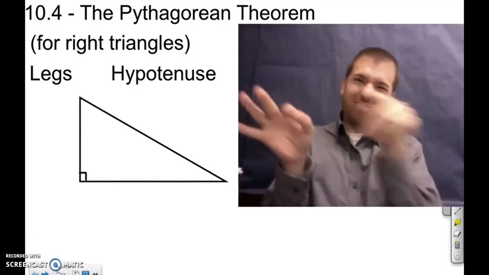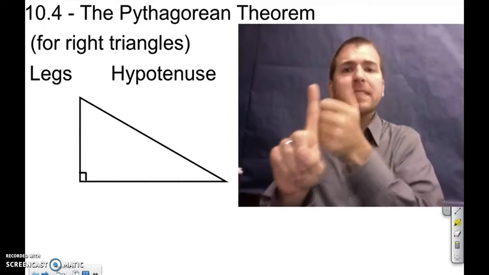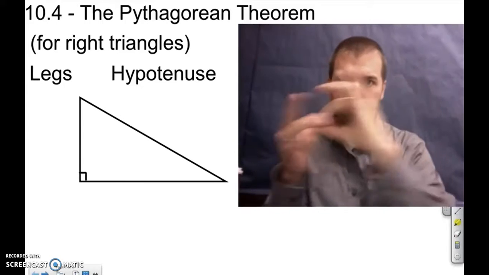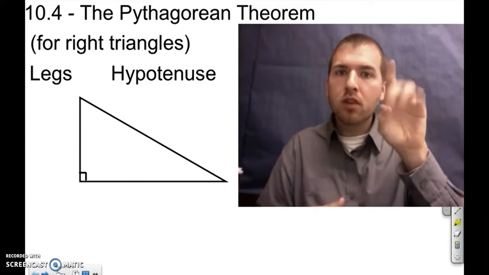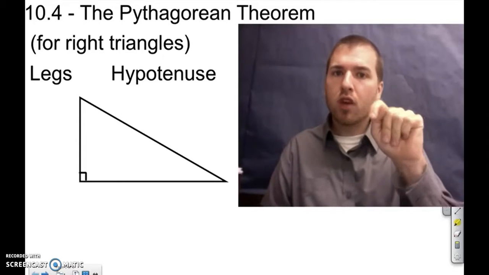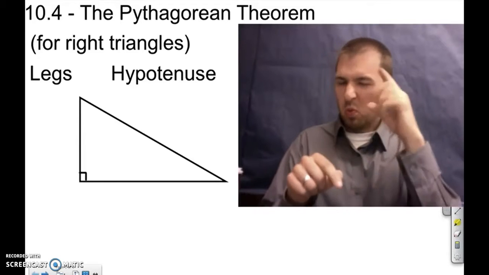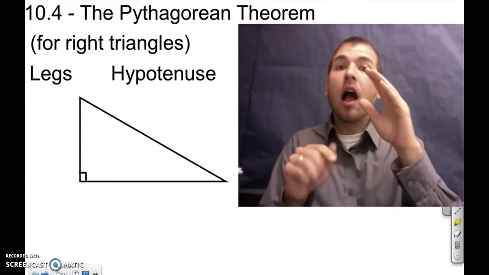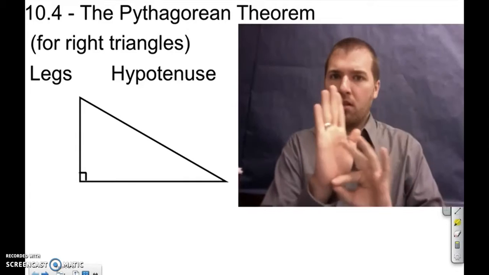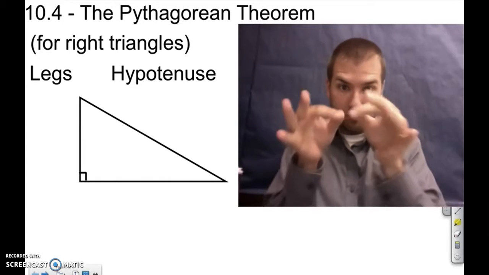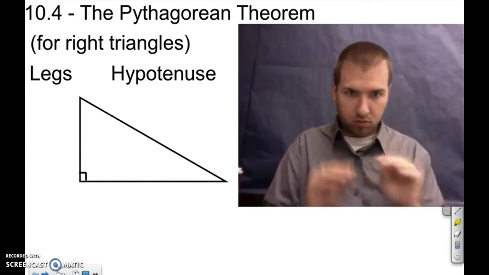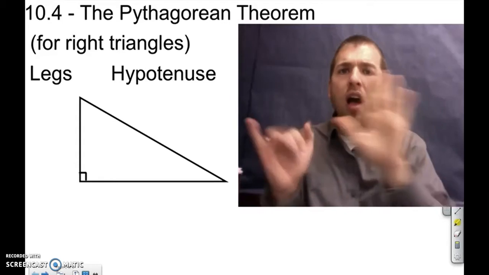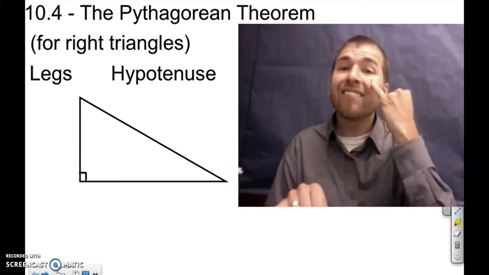The theorem might be a strange word for you, but it's actually from a man's last name who found that all the sides of a right triangle, when you use this theorem and apply it to the triangle, you can figure out all the sides of a right triangle without having to measure them.